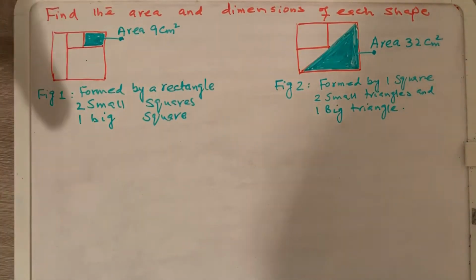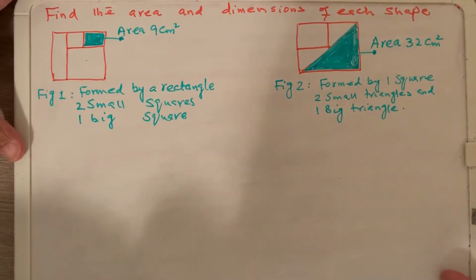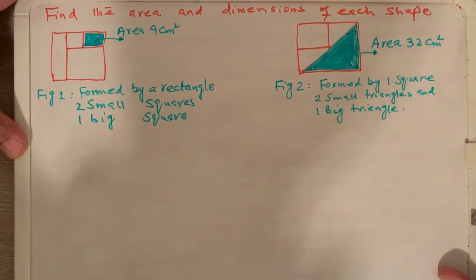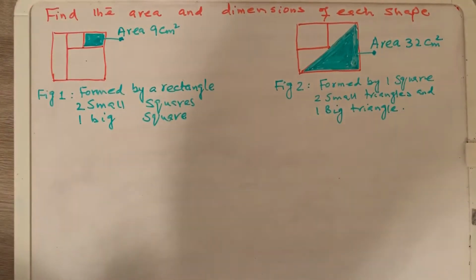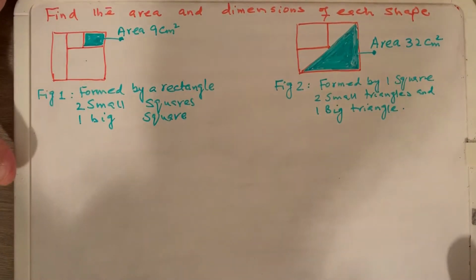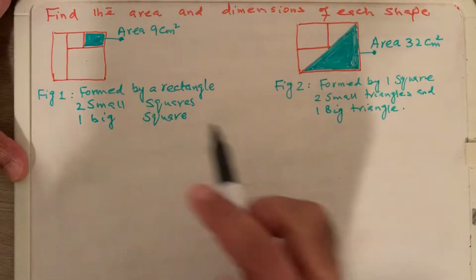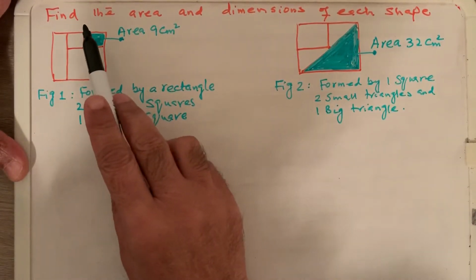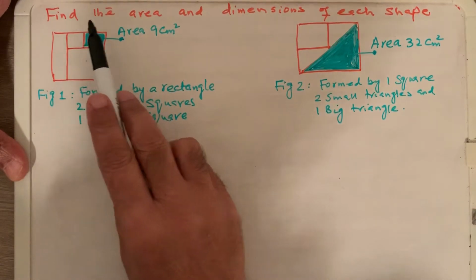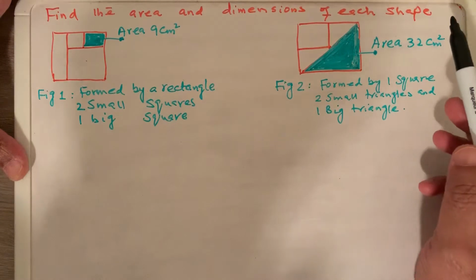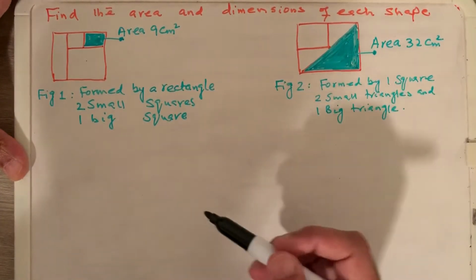So we were doing radicals and square roots. Square root is related to the square or the perfect square of numbers, and we learned a few things in the last lecture. In this lesson, we will be solving the question which says find the area and dimensions of each shape. We will solve these two questions one by one.